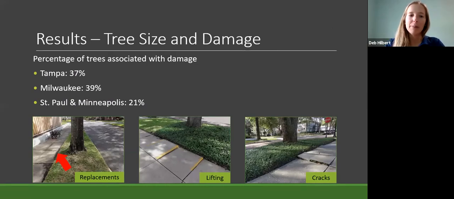So just looking at the damage, there was a lot of damage. In all of our communities, we had a decent amount of damage that was associated with the adjacent trees. And this included things like recent sidewalk replacements or grinding. Sometimes that's a way to deal with it, you actually grind down the pavement to try to level it off. There's also a lot of instances of the sidewalk lifting or just cracking and crumbling. It was more common overall in Tampa and Milwaukee. The trees, especially in Tampa, were larger.